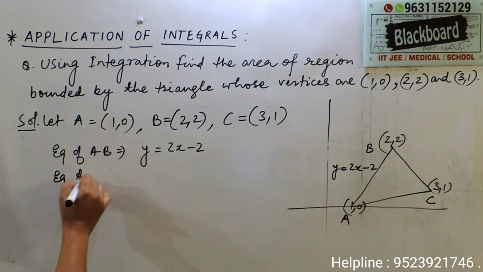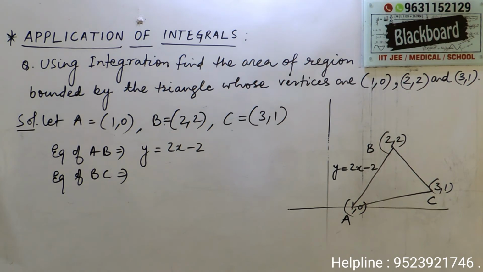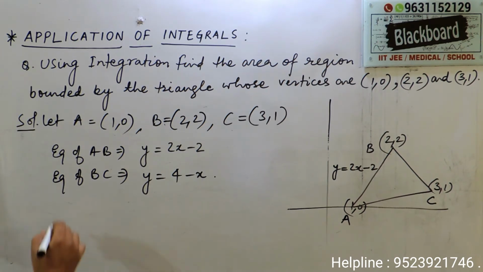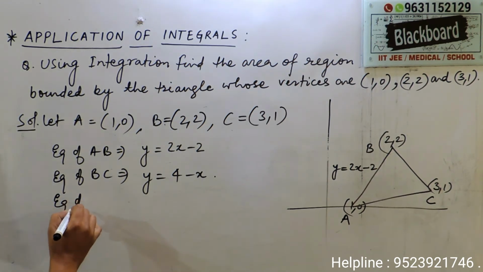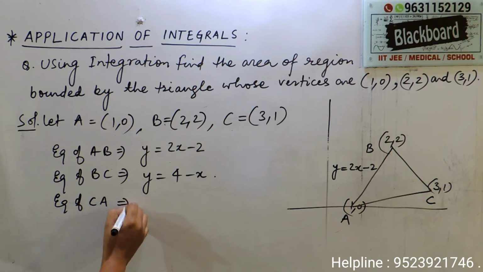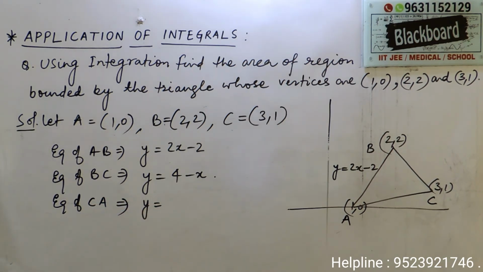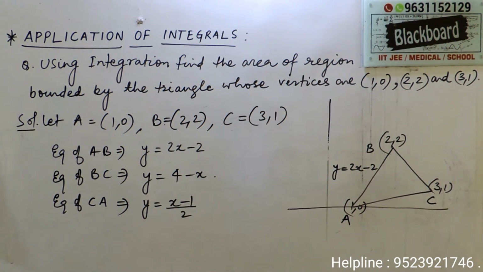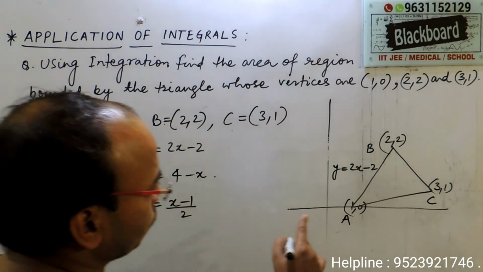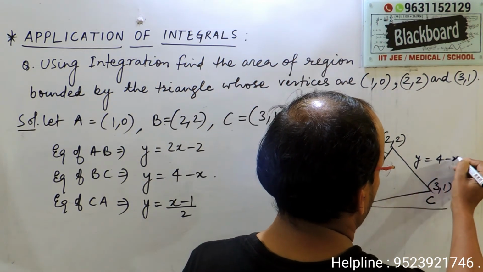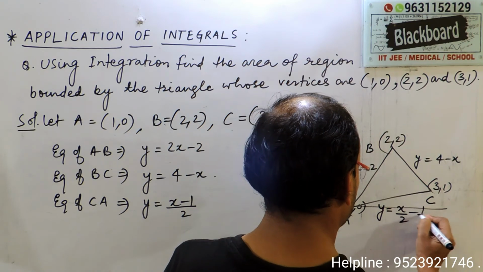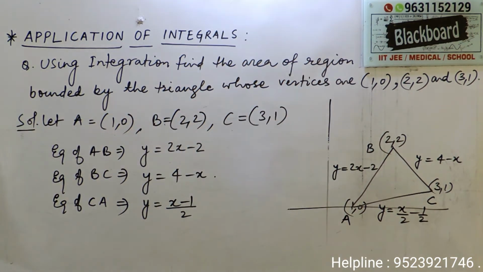Now the equation of BC is y equals 4 minus x. Now the equation of CA is given by y equals x by 2 minus 1 by 2. So BC is y equals 4 minus x, and this is y equals x by 2 minus 1 by 2. These are the equations. Now you can find the area using these equations.